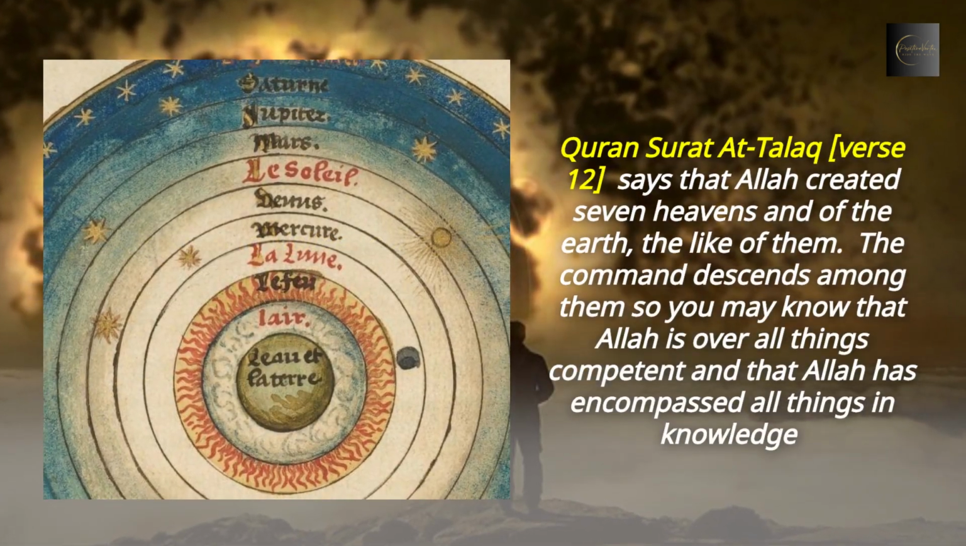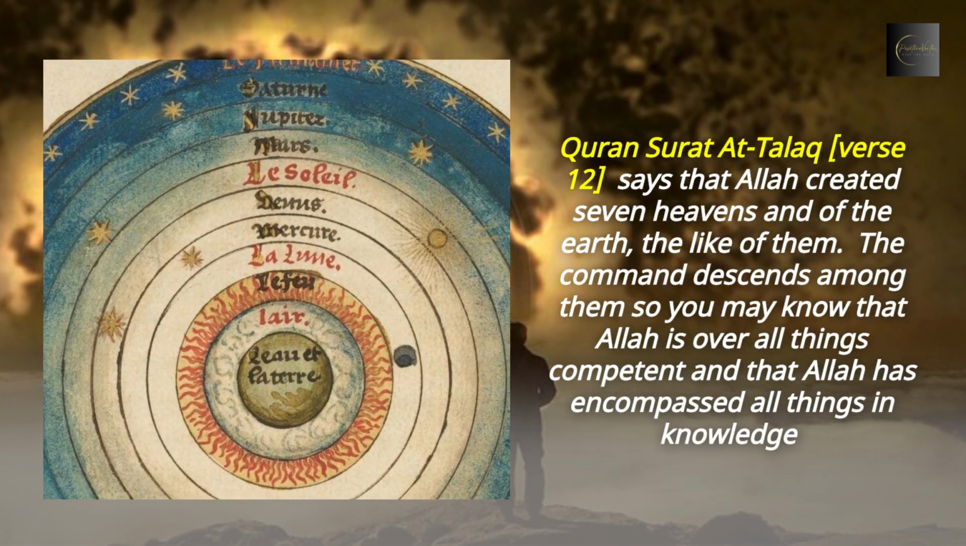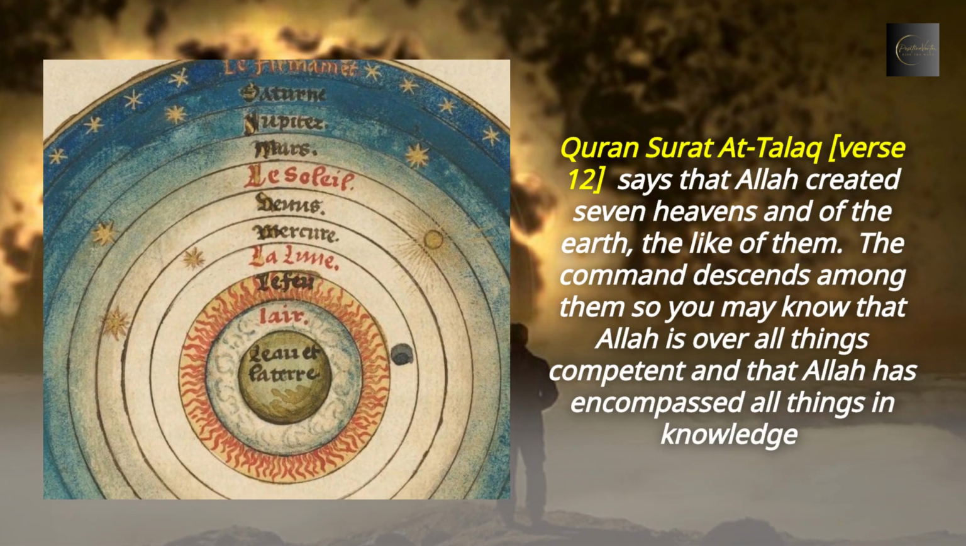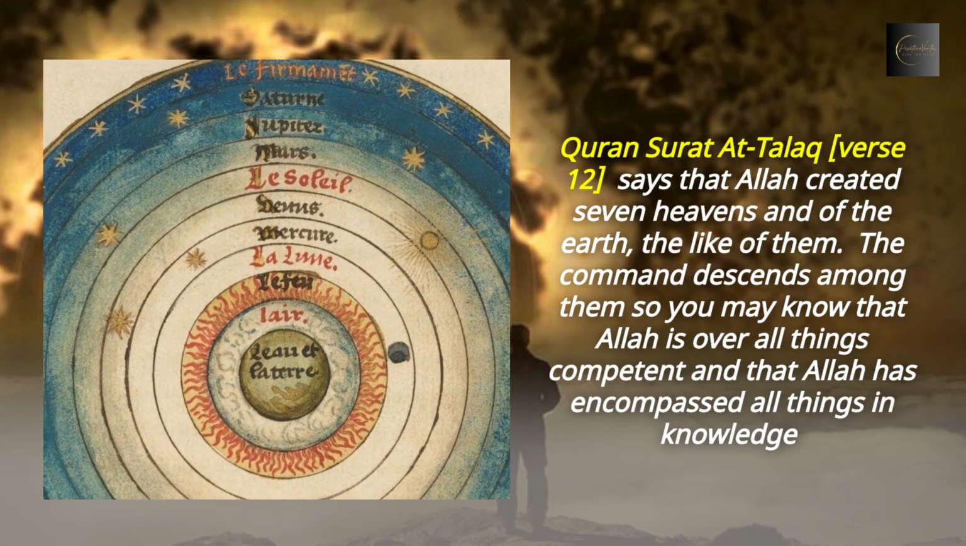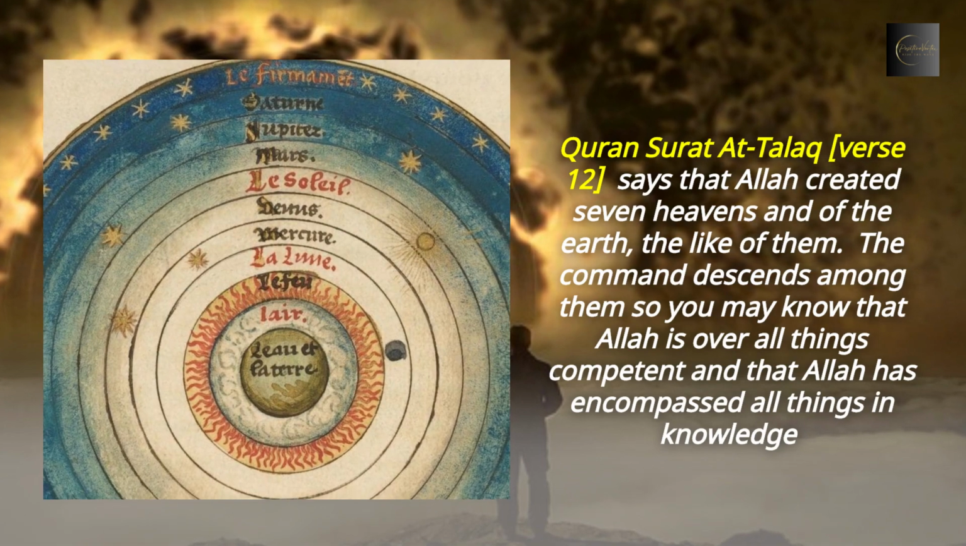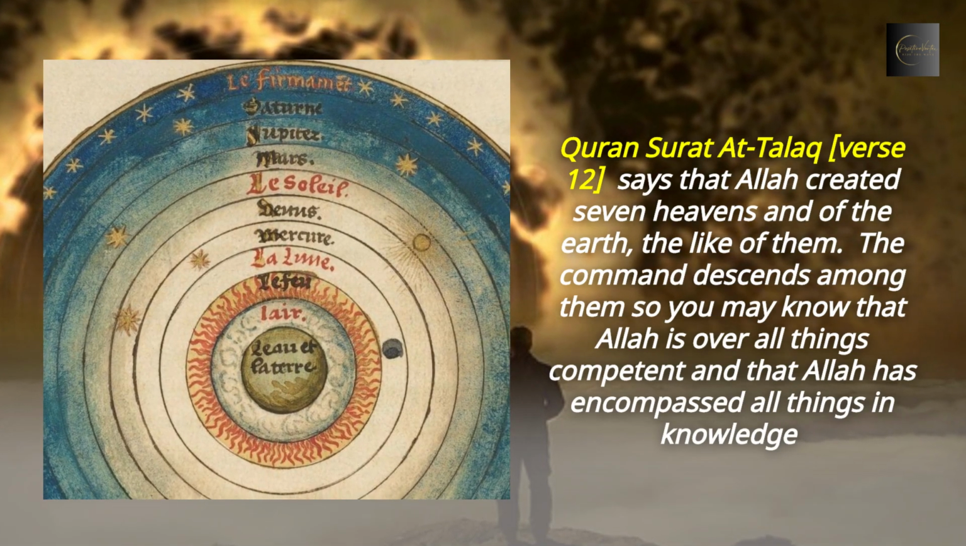Quran, Surat at-Talaq, verse 12, says that Allah created 7 heavens and of the earth, the like of them. The command descends among them so you may know that Allah is over all things competent and that Allah has encompassed all things in knowledge.